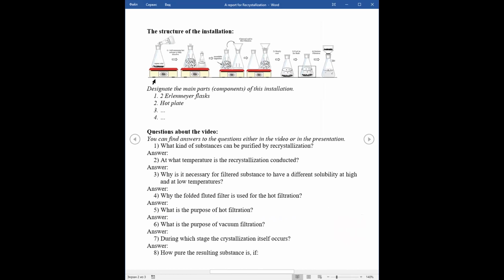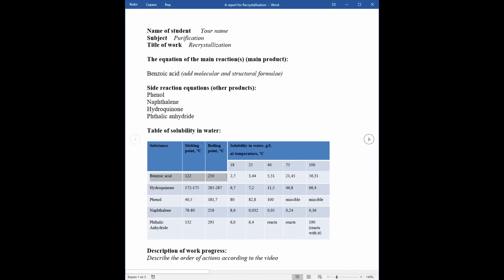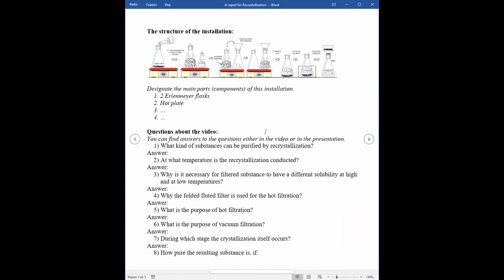So you could see the structure for the second report, and I put the table in here so you can use it for your work. You should add some parts such as your name, the structural formulae for the compounds, all of them: benzoic acid, phenol, naphthalene, hydroquinone, phthalic anhydride, and a description of work progress, where you should describe what you see in the video. And also you should designate the main parts of the installation which is used for the work. Some of them are already here, the others you should add.